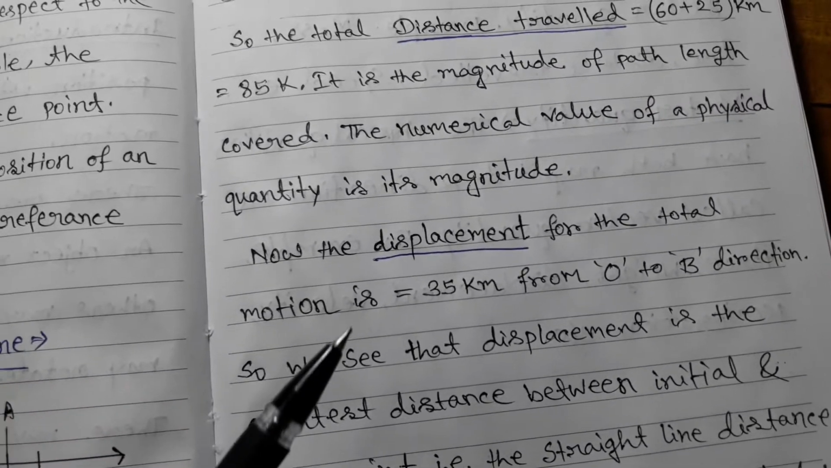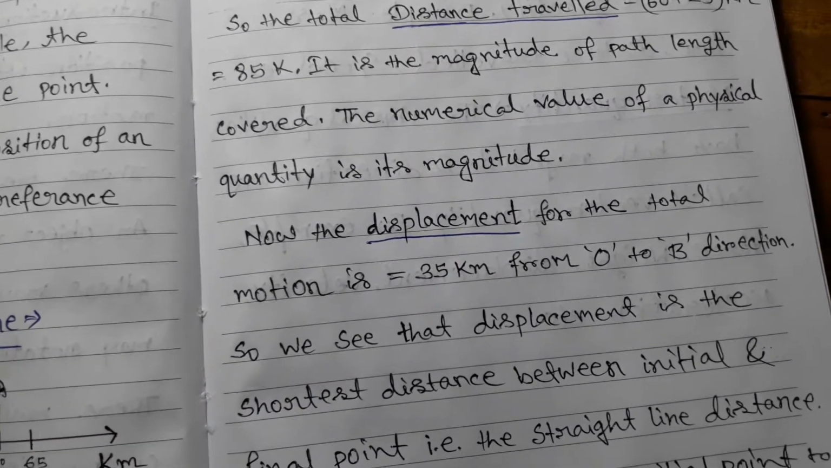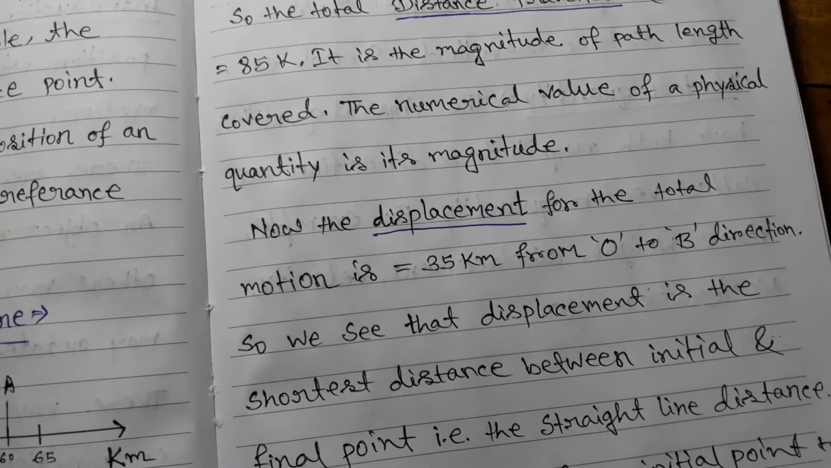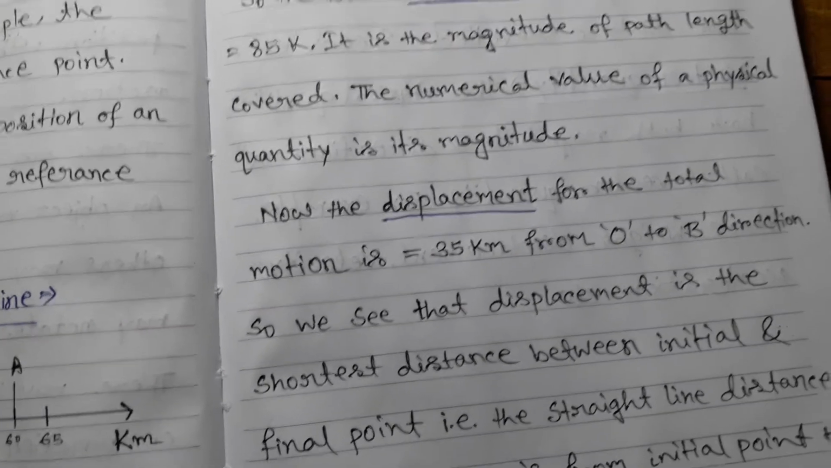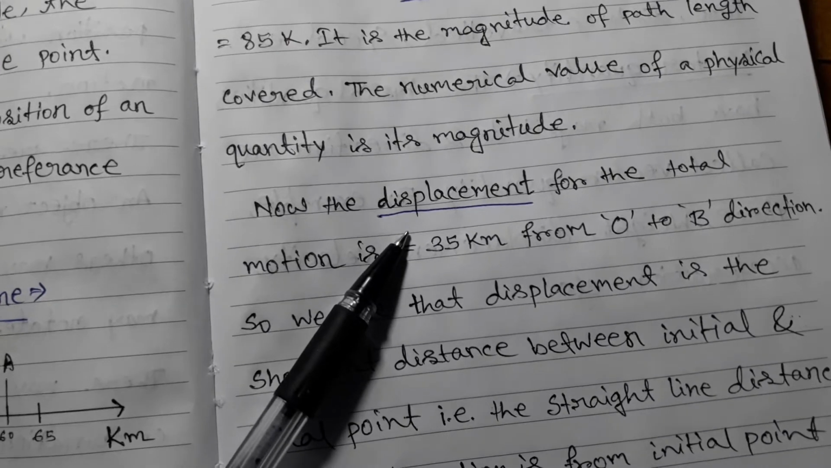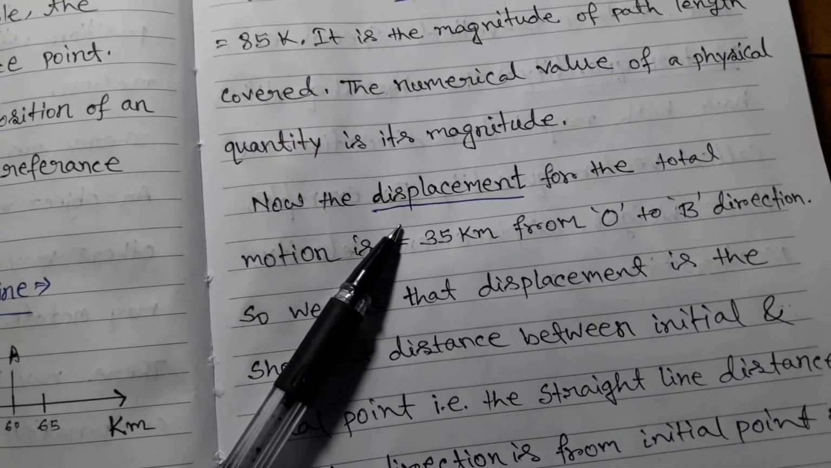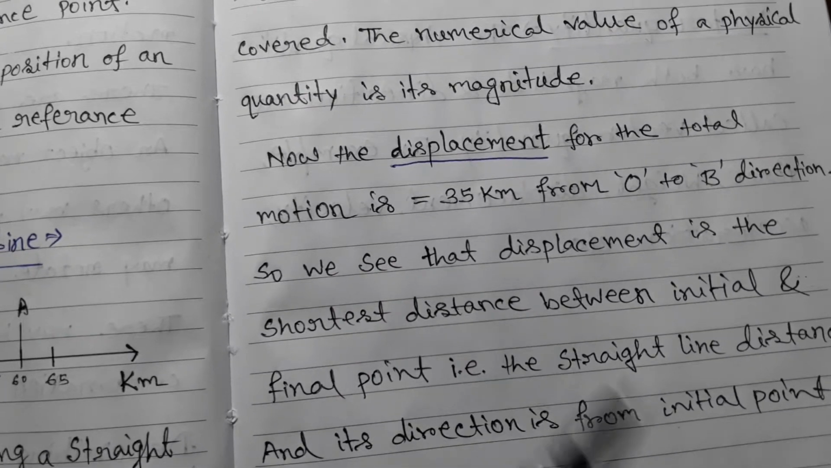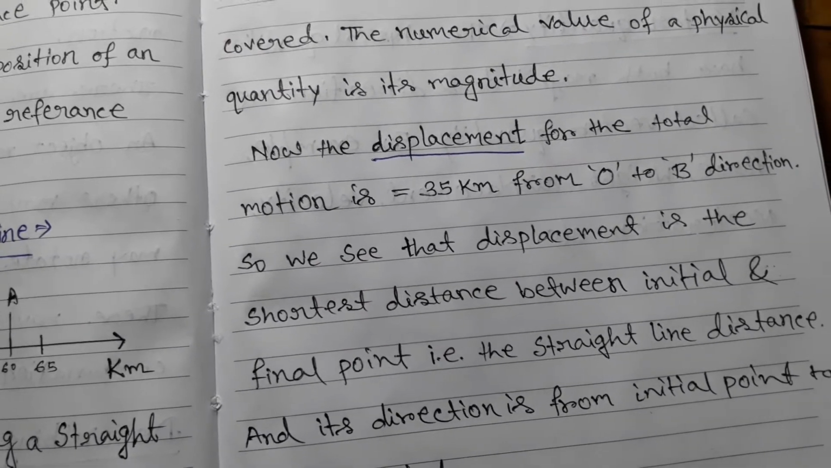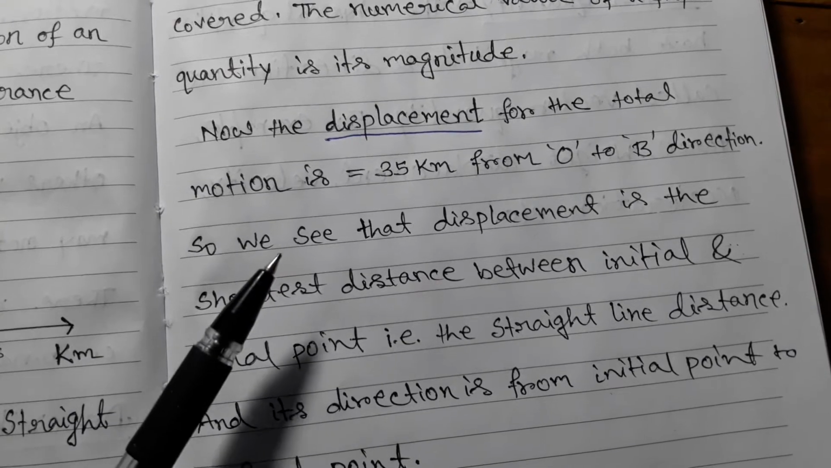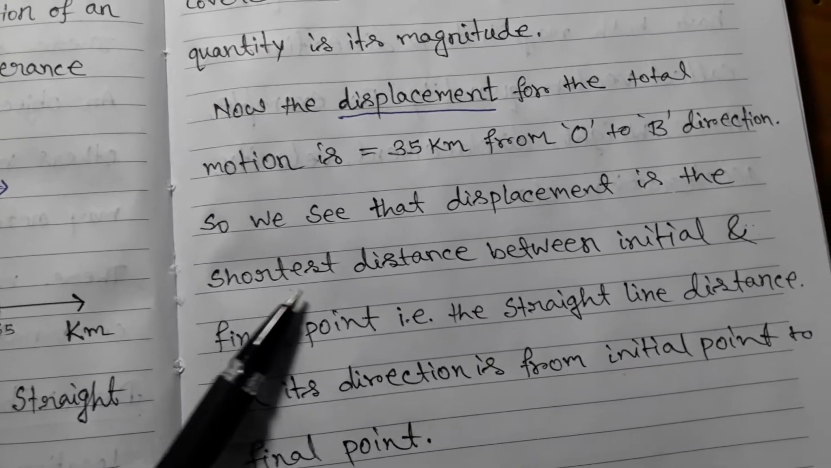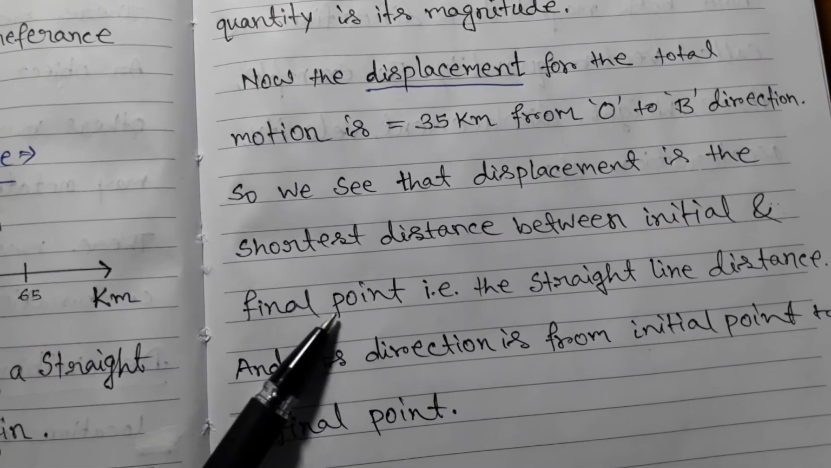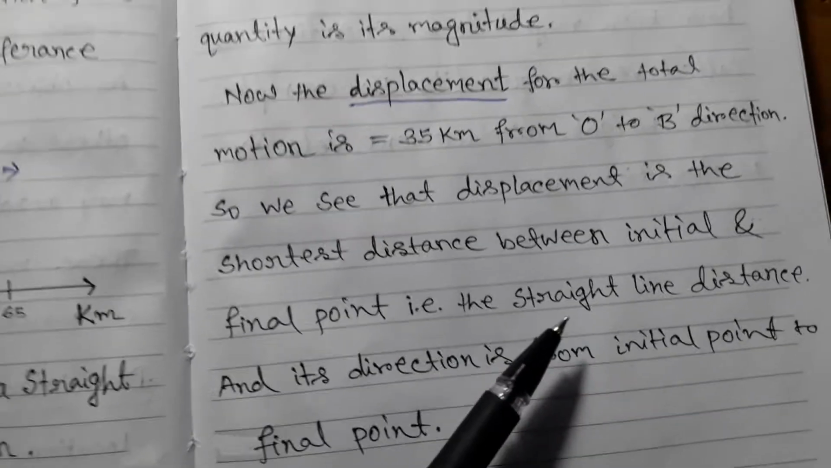Now the displacement for the total motion is 35 km from O to B direction. Here displacement is another new physical quantity which describes the shortest distance between the initial point and the final point. Here the definition is written. So we see that the displacement is the shortest distance between initial and final point. That is the straight line distance.